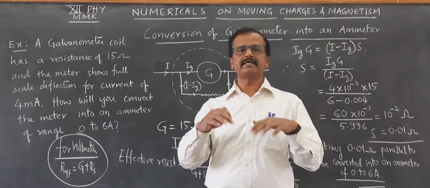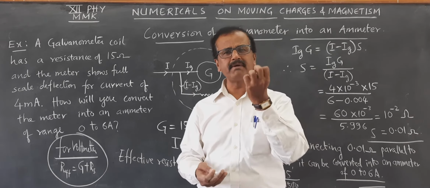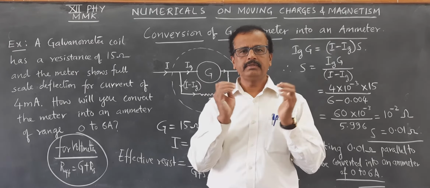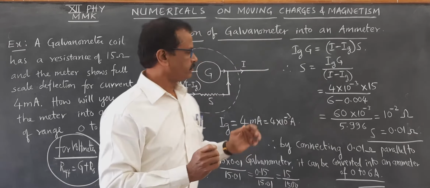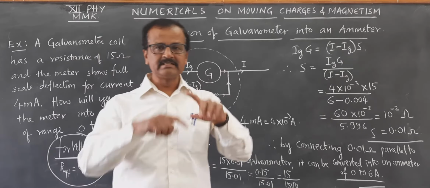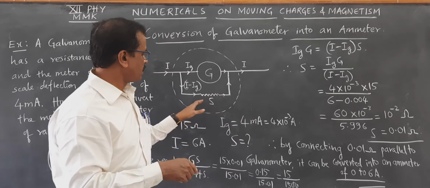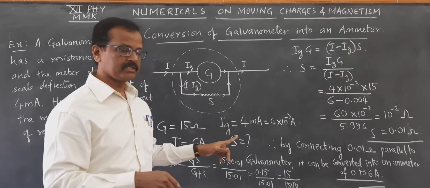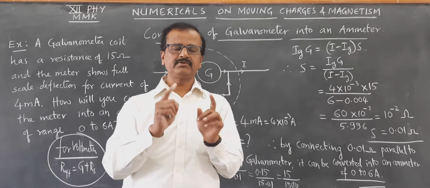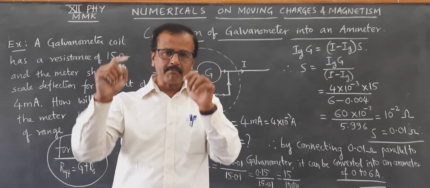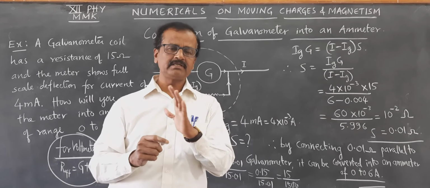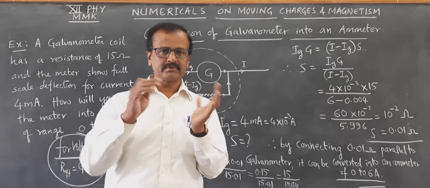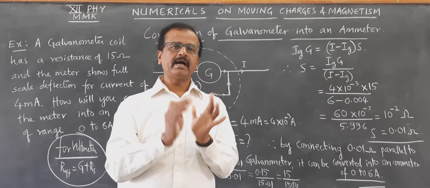Therefore, when the voltmeter is connected in parallel, it draws a minimum amount of current and shows the deflection to give you the potential difference. Whereas when the ammeter is connected in series, having the lowest effective resistance, it will draw the complete current so that it can measure the complete current of the given range. Okay, this is the difference between voltmeter and ammeter.